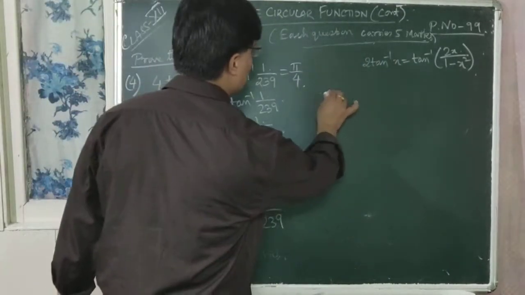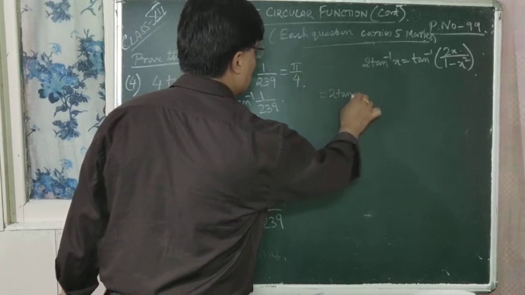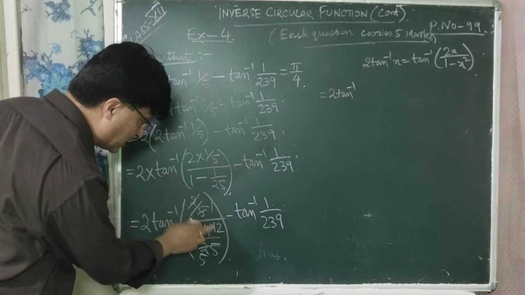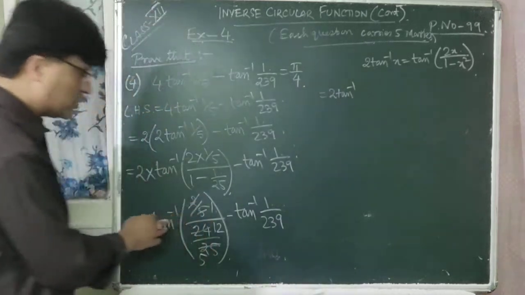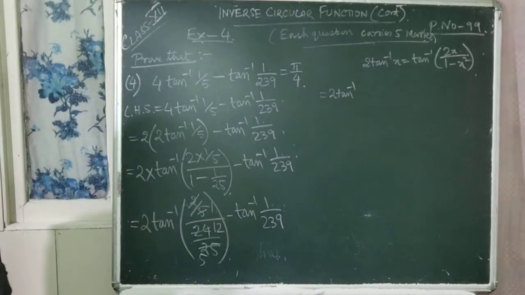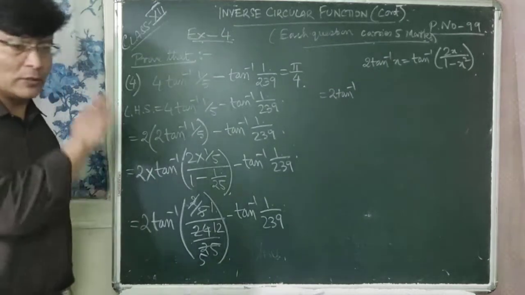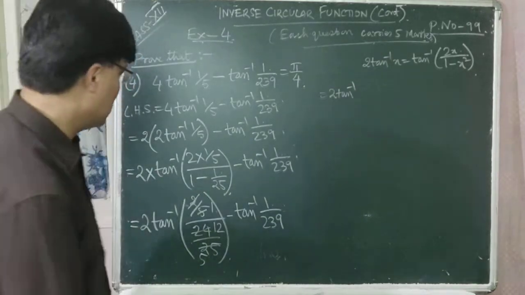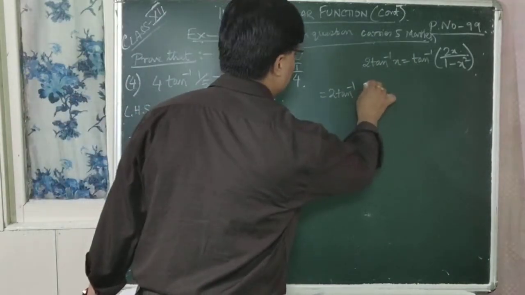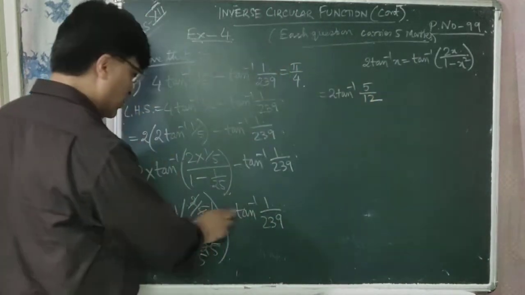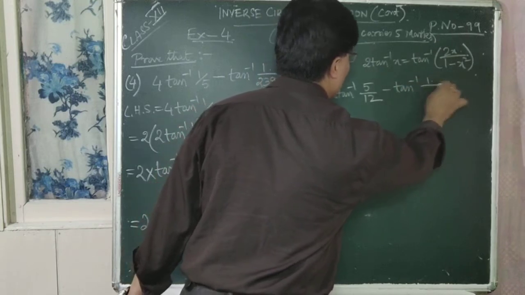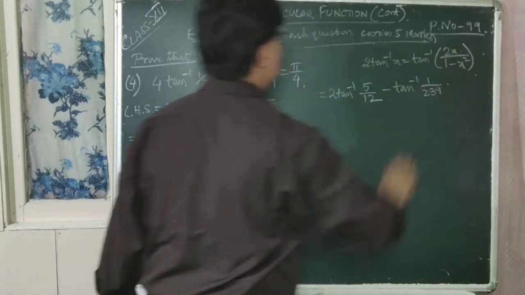Okay. Now simplify the first term. So which is equal to 2 tan inverse, how much is it? This 5 goes up in the numerator divided by 12. When this is 12 by 5 in the denominator, when it goes to the numerator, it becomes upside down. That is 5 by 12, then minus tan inverse 1 upon 239.